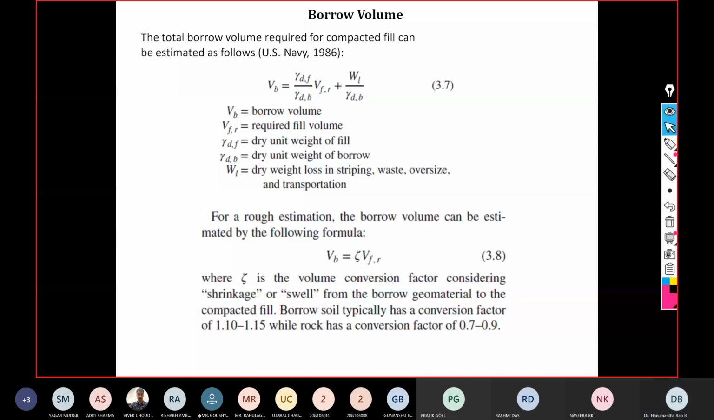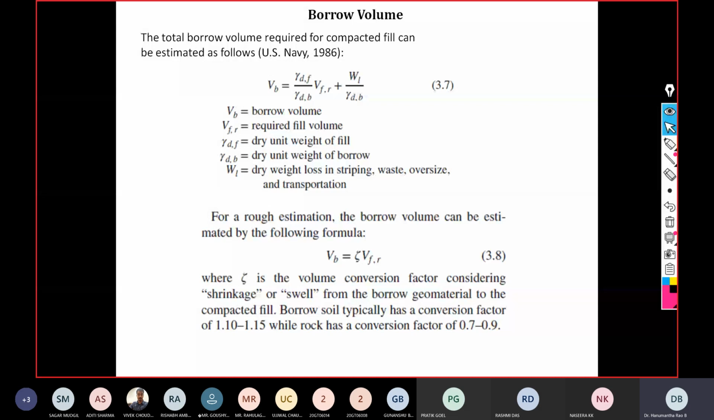So there are two things here: the borrow area, and next is the road application or the embankment application. Now, borrow area means the soil is naturally compacted. When a soil is naturally compacted, it was compacted over hundreds and millions of years. Therefore, the density is always higher than the density of the field. The borrow area density is always higher than the gamma d max, that normally we determine by the standard Proctor compaction test.